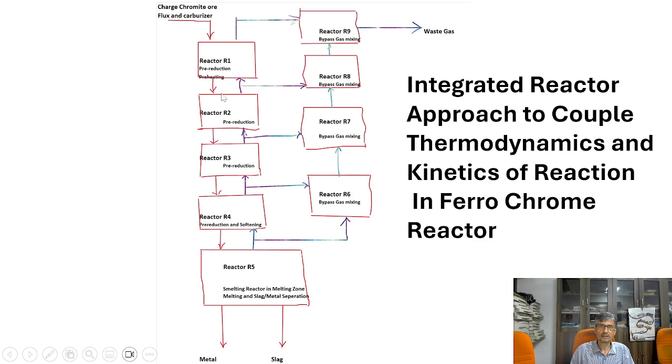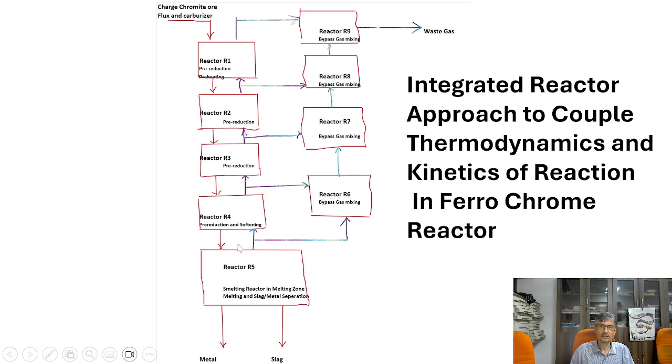The top reactors are the preheating and pre-reduction reactors, where the chromite ore is getting preheated, followed by pre-reduction because of the rising carbon monoxide gases at very high temperature. Then this partially pre-reduced chromite ore gets into the smelting reactor in the melting zone, which is the submerged arc region, where the formation of metal and slag and then separation of slag and metal all happen.